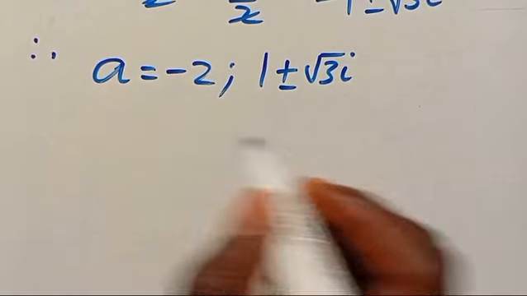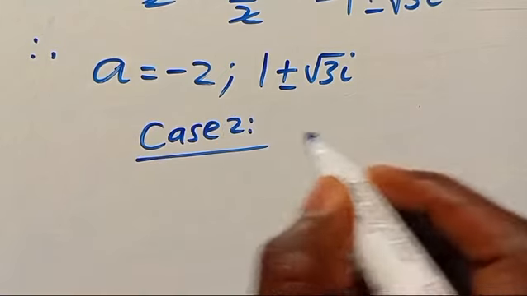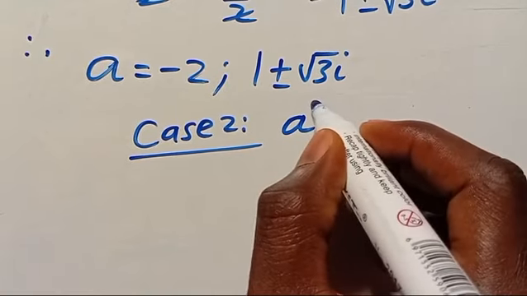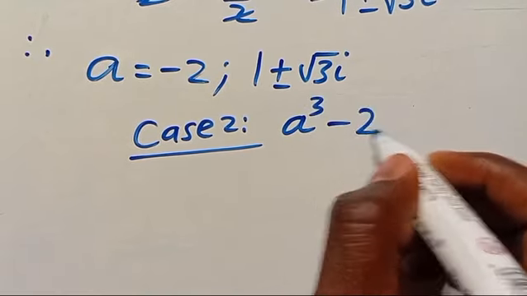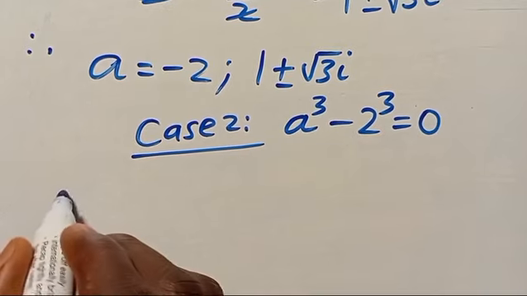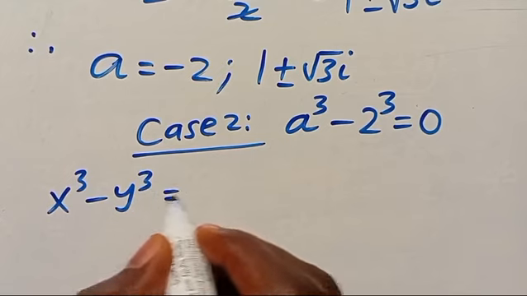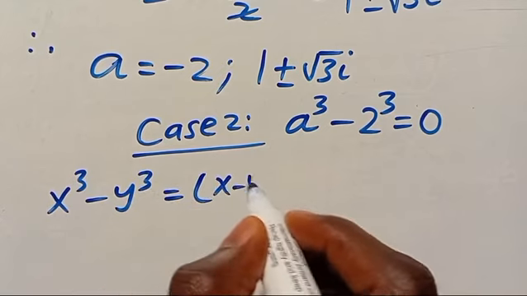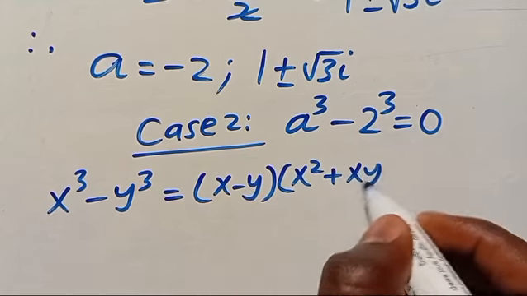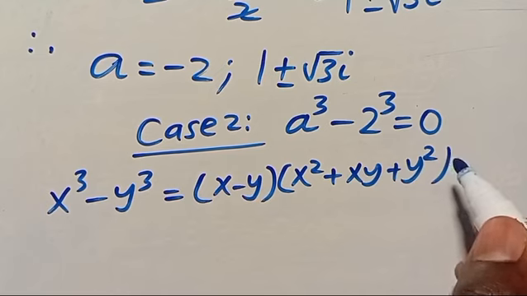Then let's also recall from case 2, where we have a to the power of 3 minus 2 to the power of 3 equals 0. Recall also that when we have x to the power of 3 minus y to the power of 3, we can write this as x minus y multiplied by x squared plus xy plus y squared. We call this the difference of two cubes.